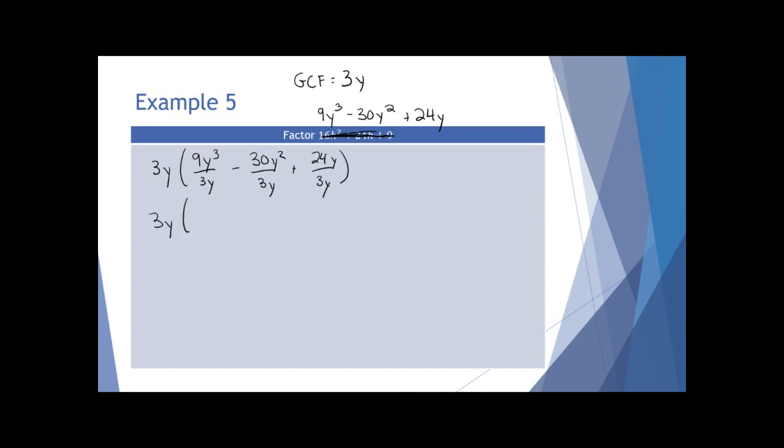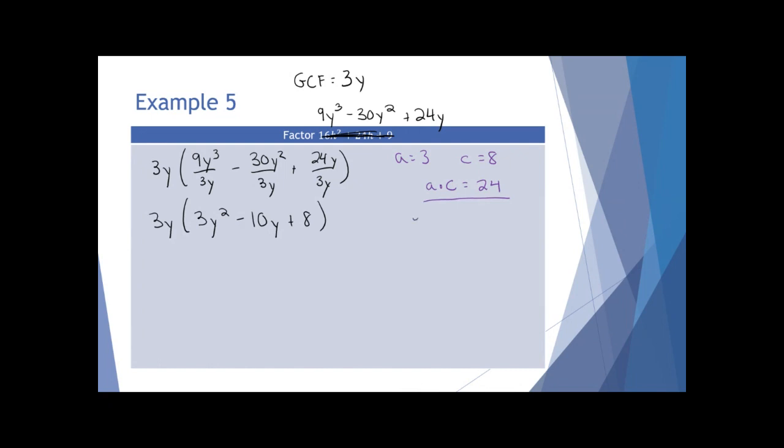So 3y, and then we get 3y squared minus 10y plus 8. So now A is 3, C is 8. And A times C is 3 times 8, which is 24. So we're looking for two numbers that multiply to 24. And because we're multiplying to a positive and adding to a negative, both numbers have to be negative.